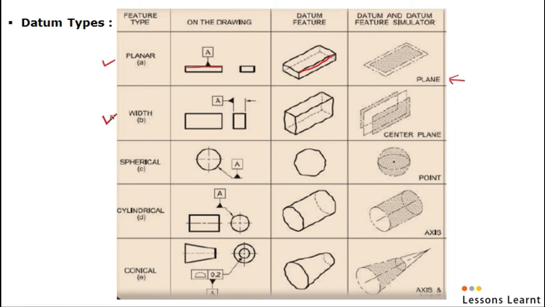Similarly, the second example is the width. We can see datum is applied on these two faces of the part. The datum feature has some sort of waviness on these two surfaces, and what is driving these surfaces is the central plane. So the datum feature simulator is the central plane. Whatever dimensions we want to give, we will be giving with respect to this central plane.